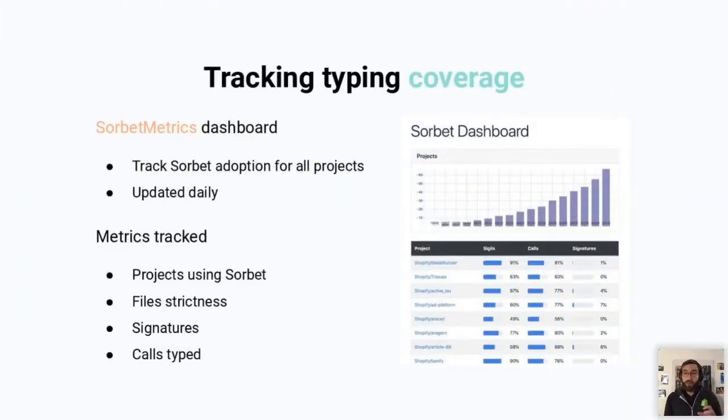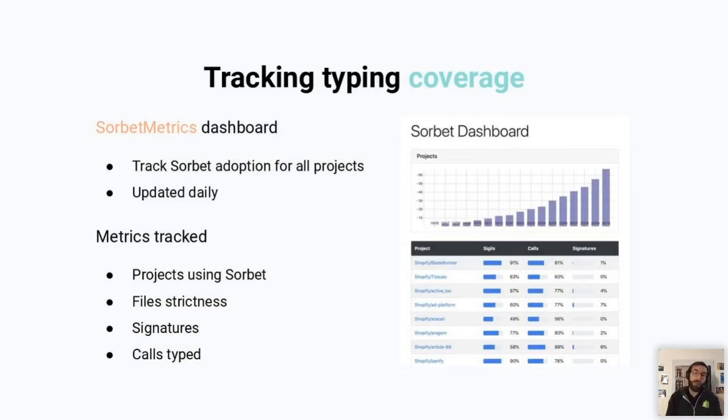What we wanted was actually to track the typing coverage we have on all our code bases. For that, we created an internal dashboard called Sorbet Metrics, whose goal is to pull every project we have at Shopify, look, is this project using Sorbet? And if it does, to compute a few metrics about that. This dashboard is updated daily. It's available to all developers at Shopify, so they can actually track the progress inside their own project, the project they are working on.